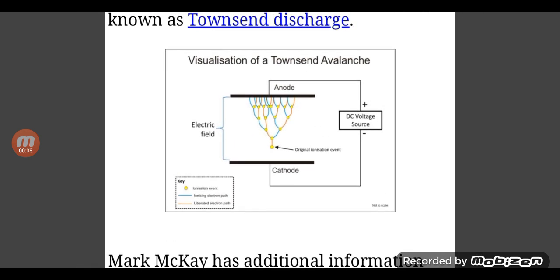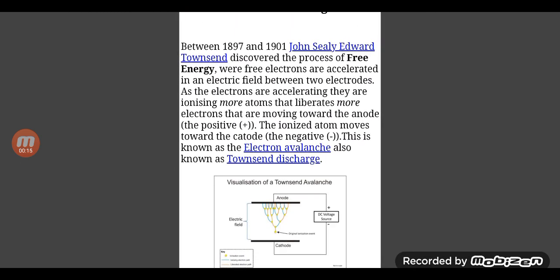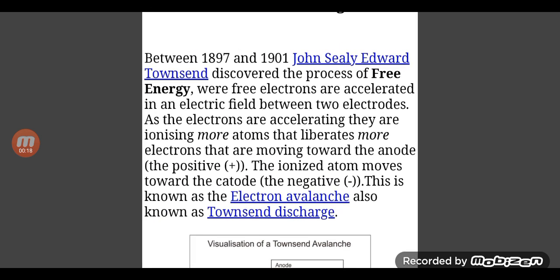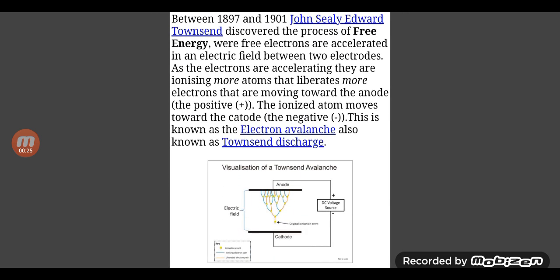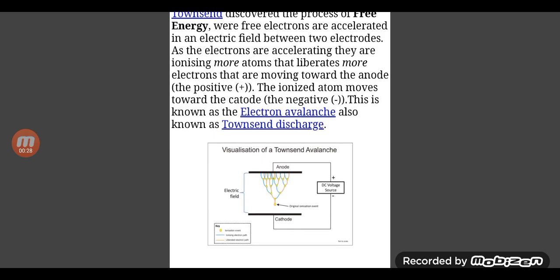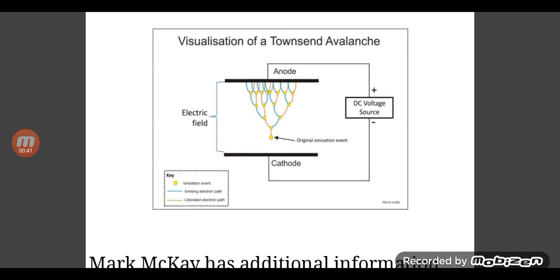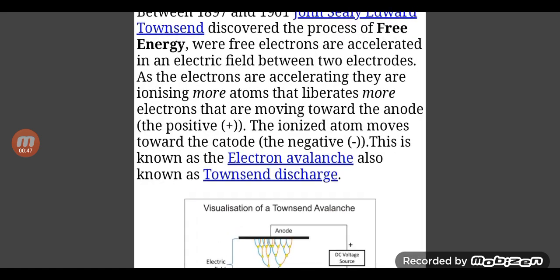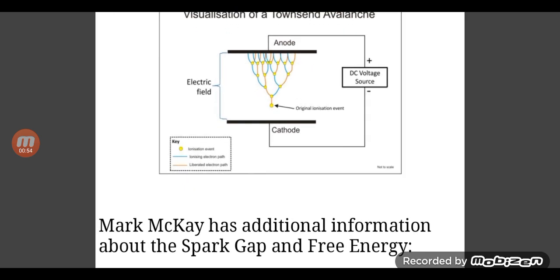You can see this diagram. It was made in 1897 and in 1901 by John Seeley Edward. This guy claims he discovered free energy using a spark gap. The diagram is very simple: DC voltage, a high electric field with positive and negative, and there's a gap here and nothing special. Using this diagram, he talked about the spark gap and free energy.